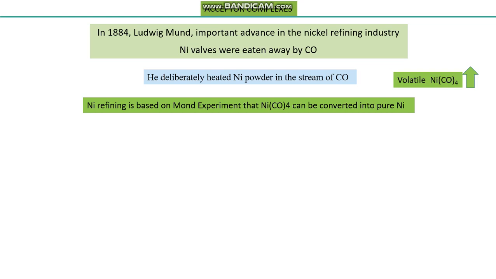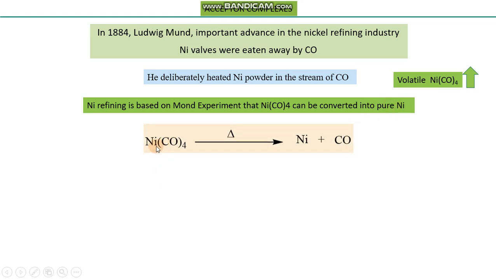Carbon monoxide was re-entered into the process, and because of this revolutionary step, the industrial community obtained a great benefit. So the nickel refining nowadays is also based on this experiment, which was conducted by Ludwig Mond in 1884. And in this case, this is the neutral nickel complex, and this neutral complex, by providing a certain amount of heat, can be converted into pure nickel.